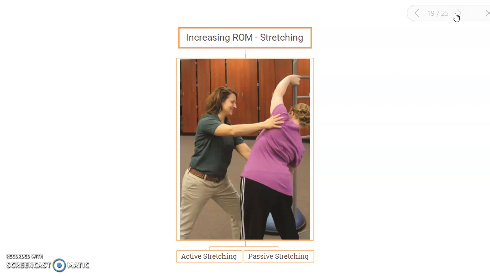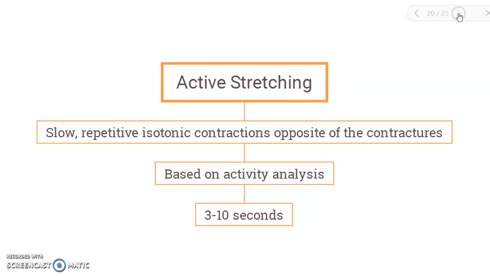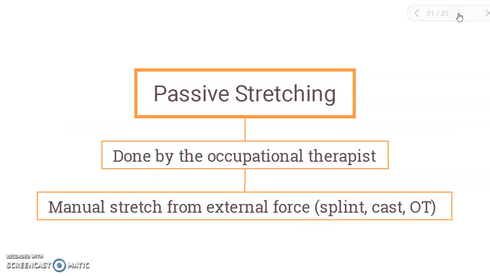Active stretching includes slow repetitive isotonic contractions opposite of the contractures. It's based on activity analysis and is usually 3 to 10 seconds. Passive stretching is usually done by the OT. And again, this is an example of active stretching, and it's usually done by the client themselves. Passive stretching can include a splint, a cast, or be done by the OT.